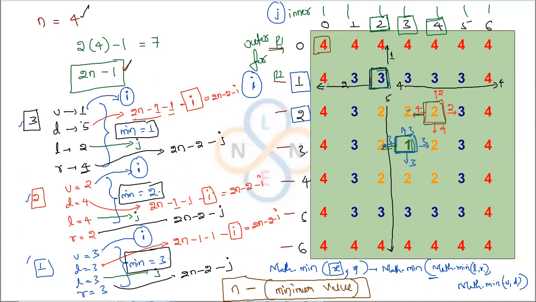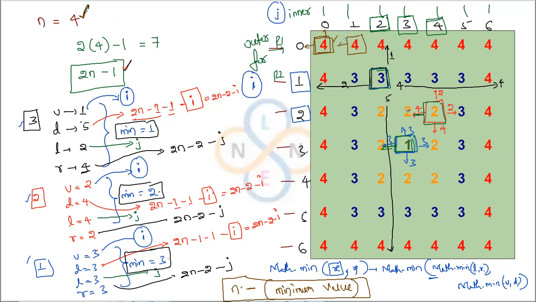So what's the minimum value for this first 4? For analysis, I'm just using left 0, right, up 0. So 0 is the minimum. Then n minus 0 becomes how much? 4 minus 0 becomes 4. Then for this 4 also, what's the minimum?